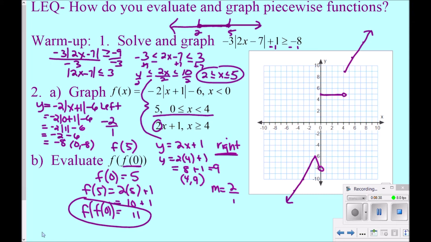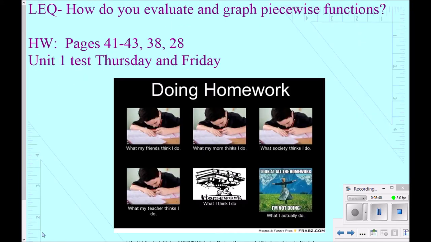That takes care of the warm-up. The rest of class today was just time for practice and working on these pages and these problems. It was just an opportunity to ask questions to get ready for Thursday and Friday's test.